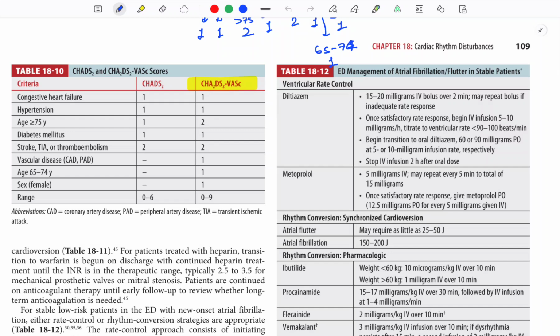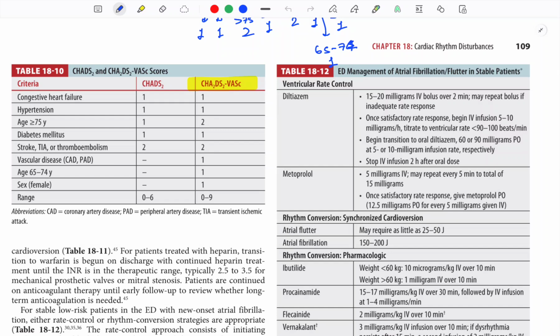Metoprolol is 5 mg IV, may repeat every 5 minutes to a total of 15 mg, meaning 3 times you can repeat the 5 mg bolus. Then once you are satisfied with the rate, give oral metoprolol 12.5 mg for every 5 mg IV given. Both diltiazem and metoprolol will give you rate control.